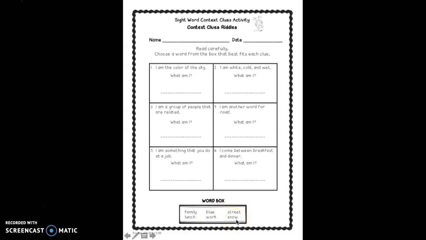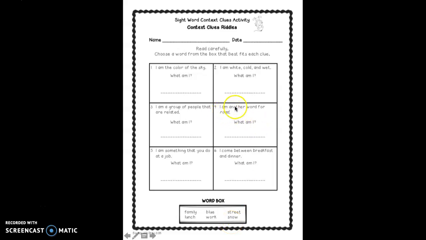Remember, pause as you write if you need to. Number 3, I am a group of people that are related. What am I? That word related helps me, gives me a good clue. Family, lunch, blue, work, street, snow.